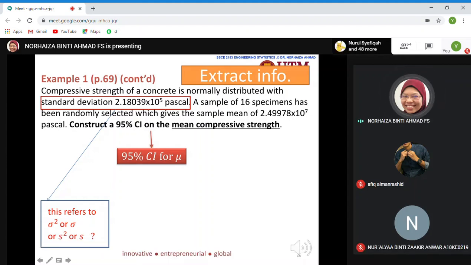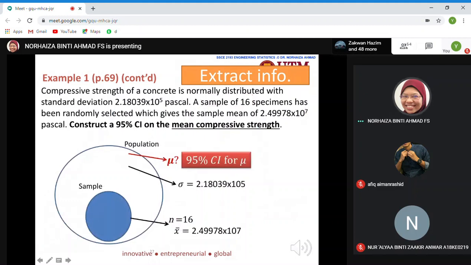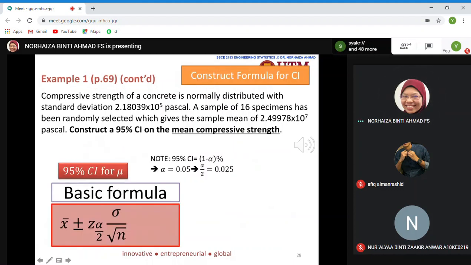So that means the first step is to find out what the question wants. The second step is to extract the information. And like all my students, I would like you to draw this so that it is easy for you to visualize where all your extracted information is coming from. So here you've got sigma, x bar, and n. Those are the information that you will obtain from this passage.